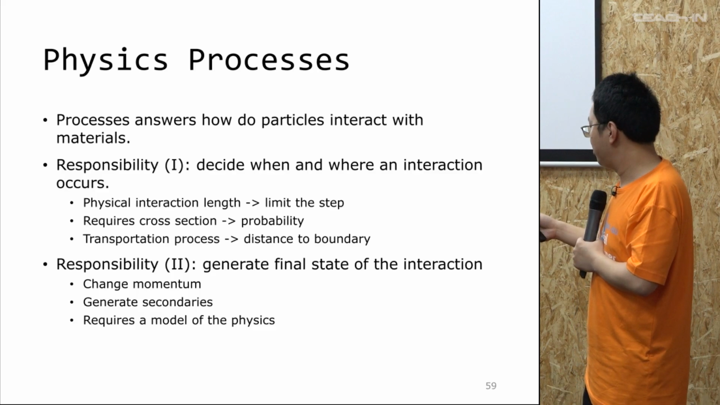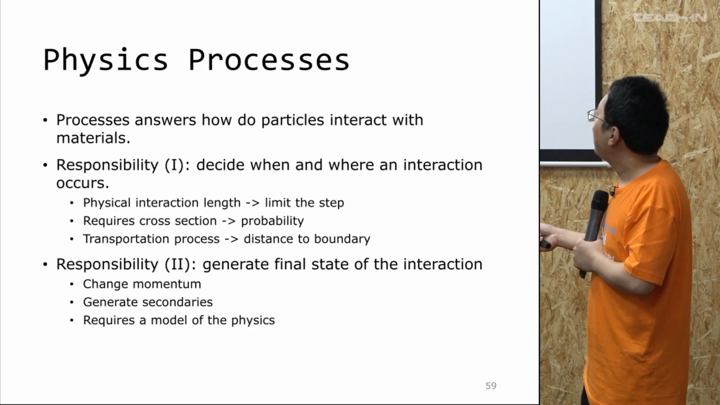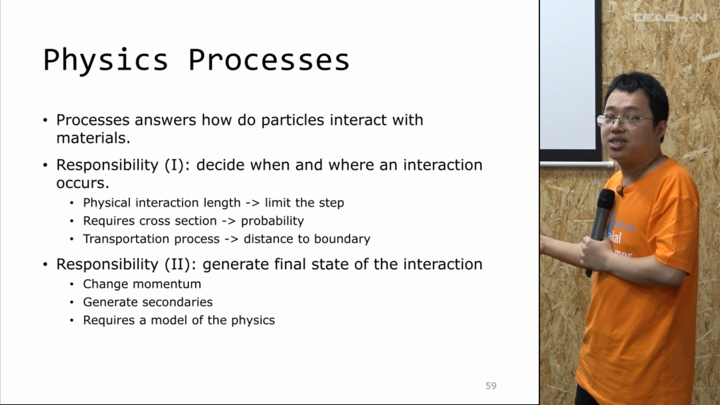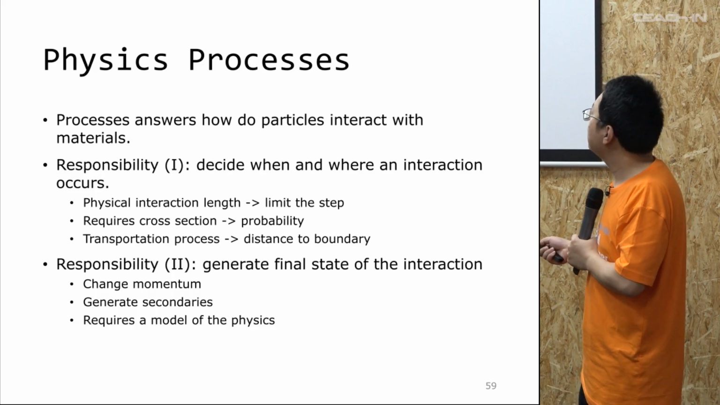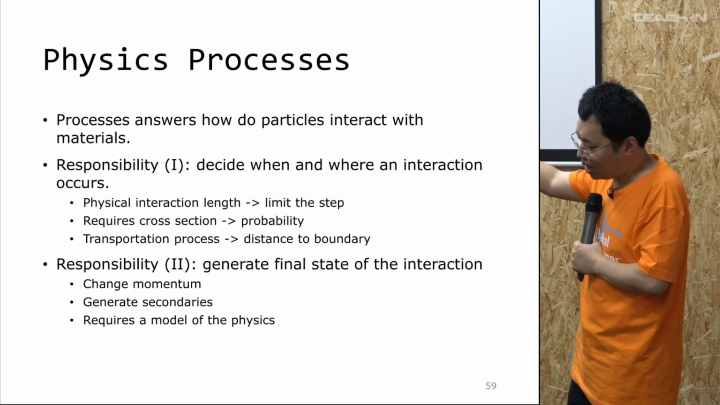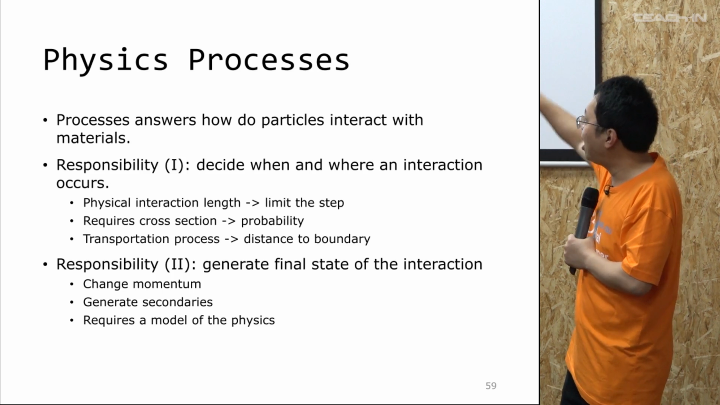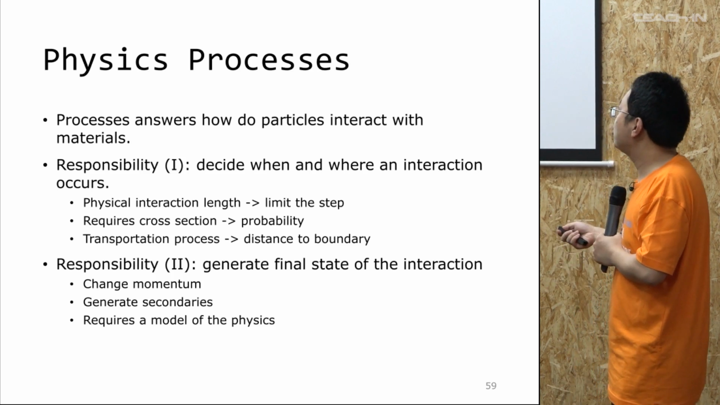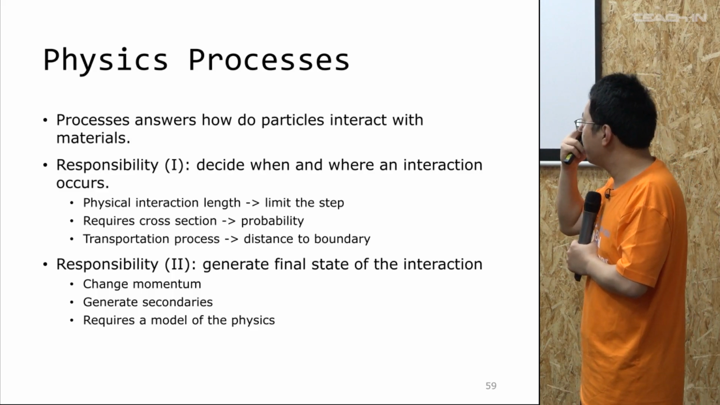And if we want to do the calculation, we need the cross section, which defines the probability. Geant4 also has a special process called the transportation process. This is used to make sure the particles always travel inside the same volume instead of going outside. So the transportation process will give you the boundary limitation.